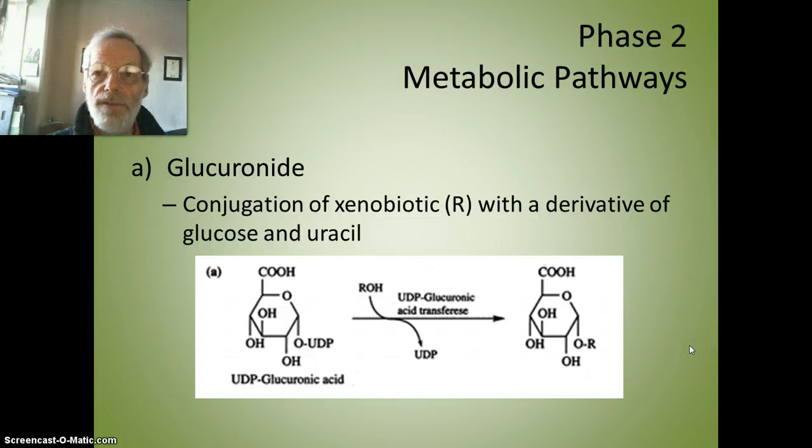There are at least 6 different phase 2 metabolic pathways, each using different conjugates and different enzymes. This first mechanism adds glucuronide, a compound of glucose and the nucleotide uracil. So this glucuronide is added to the xenobiotic, depicted here as ROH. So you can see that hydroxyl group is replaced by this whole complex, and UDP is got back again.